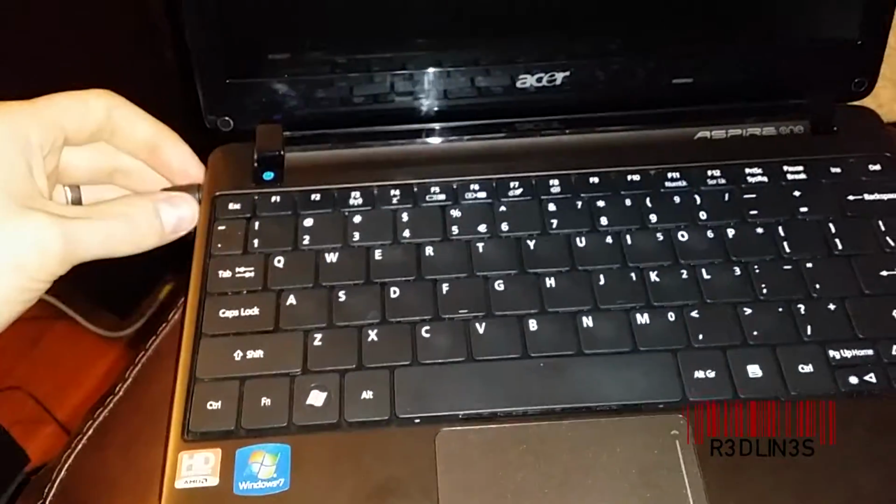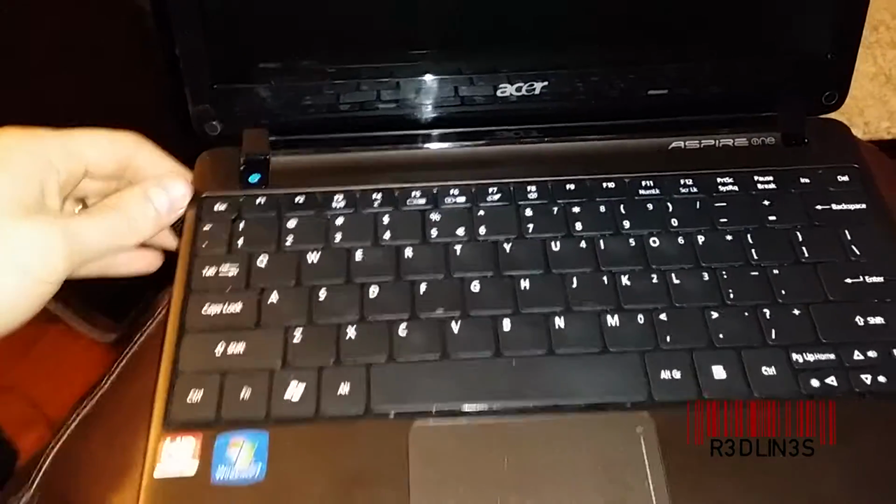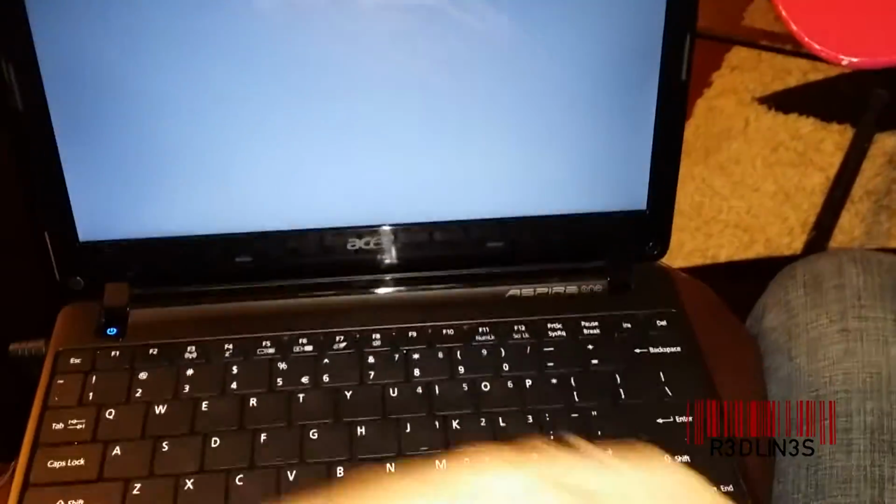Okay, so if I were to boot this right now, it's booting. Where's pause break? There we go. So it's booting. Pull that out, you get a beep. Now it's running on battery, right?